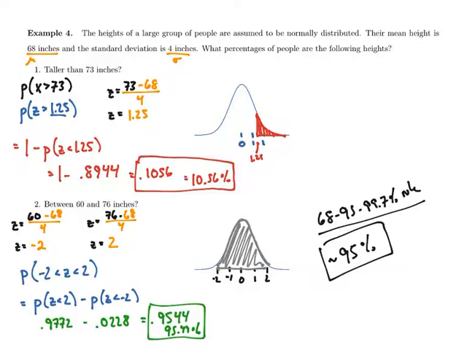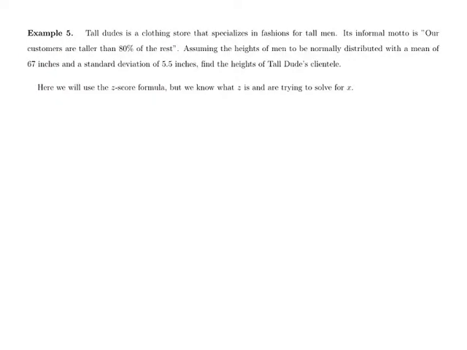One more problem to do. Let's read it and then we'll talk about how to do it. Tall Dudes is a clothing store that specializes in fashions for tall men. Its informal motto, which is a terrible motto, is "our customers are taller than 80% of the rest." Assuming the heights of men to be normally distributed with a mean of 67 and a standard deviation of 5.5, find the heights of Tall Dudes clientele.